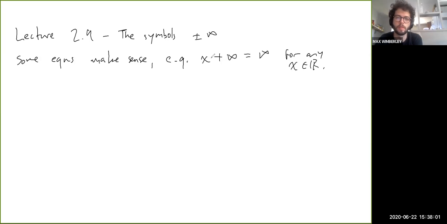So we assume there's a collection of equations that kind of make sense. And if there's ever any doubt in your mind, the equation you're thinking of probably won't make sense. So something like infinity over infinity is an expression that doesn't make sense. That's an indeterminate form, right? But some things do.